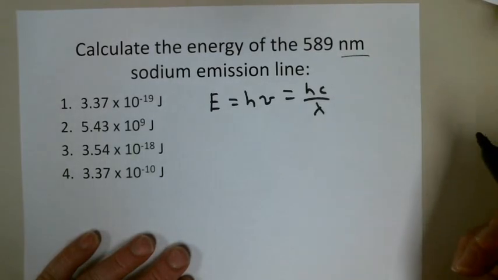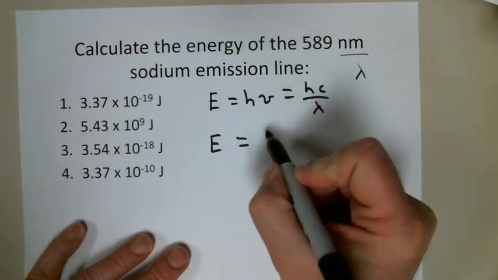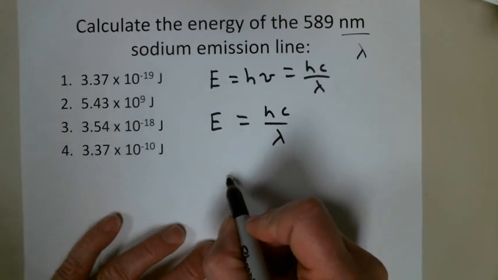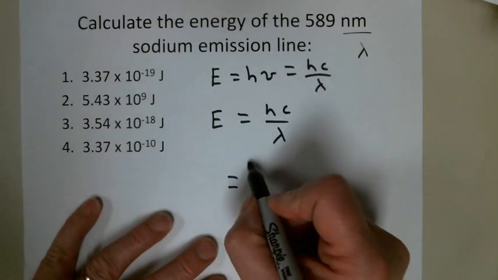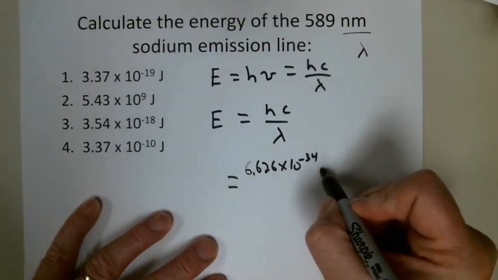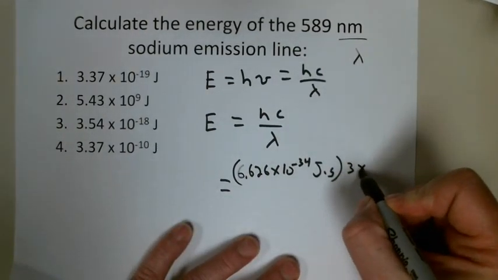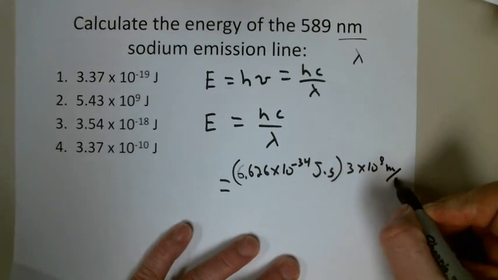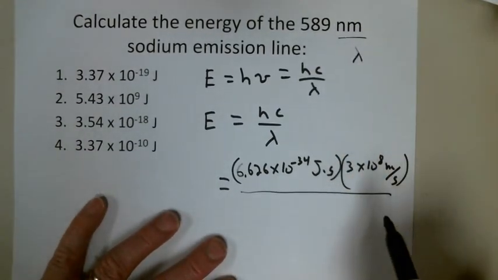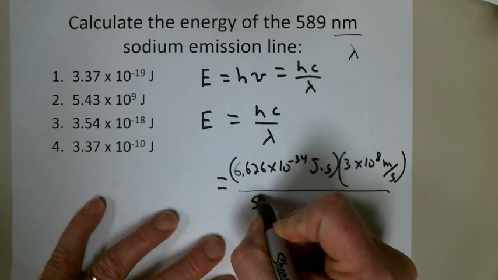All right, so energy of the 589 nanometer sodium emission line. Since that's in units of length, we know that that's the wavelength, right? So I'm going to do it like this. E equals hc over lambda. And we'll just go ahead and plug in. So what was that Planck's constant again? 6.626 times 10 to the minus 34th joules times seconds. And then speed of light was 3 times 10 to the 8th meters per second. And then the wavelength, I don't know if you remember me doing a shortcut, kind of tricky way to do the conversion. I'm going to do it that way.